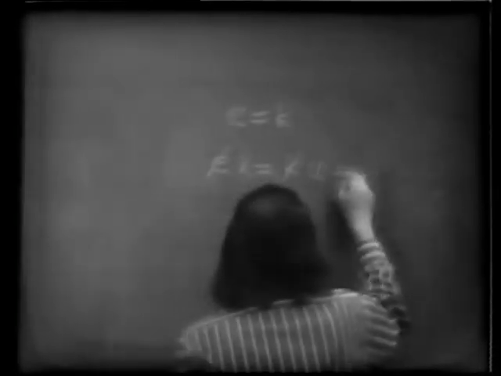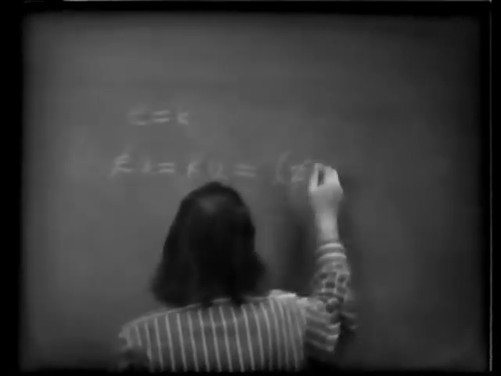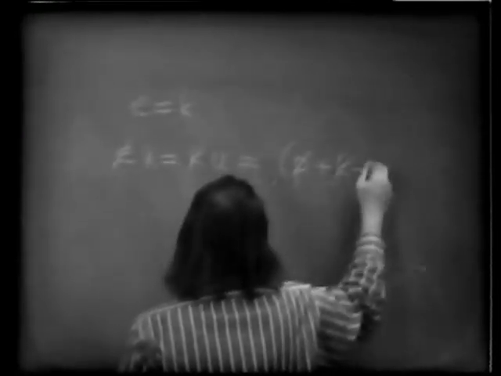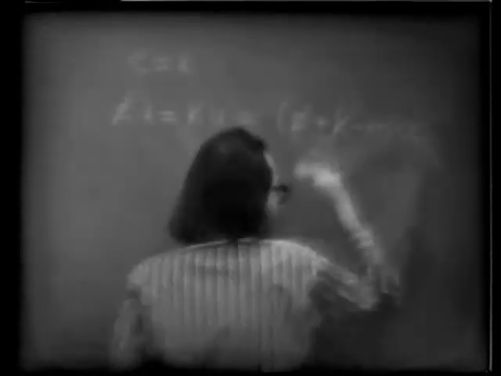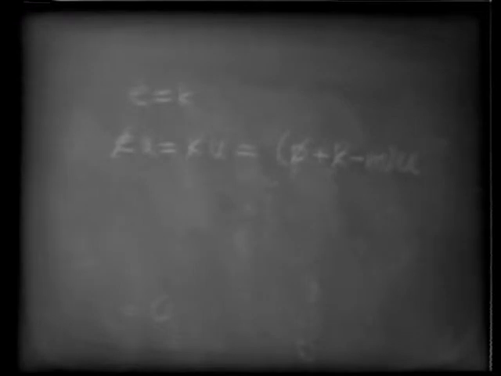We notice in the first term we have an E slash acting on a U, which is a K slash acting on a U, which of course could be written as P slash plus K slash minus M acting on U, because P slash minus M on U is zero.